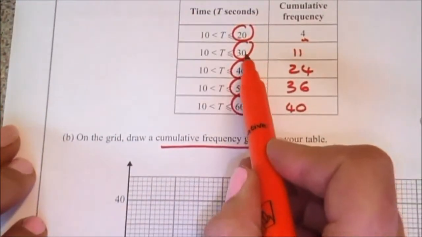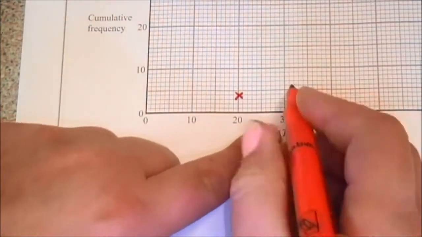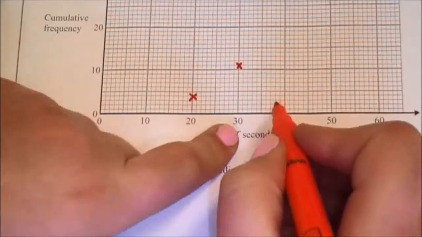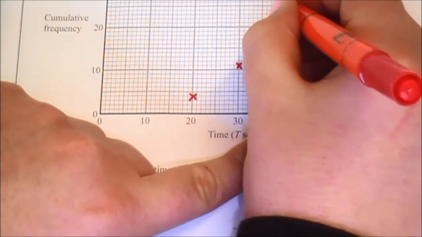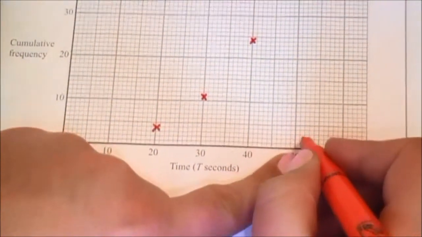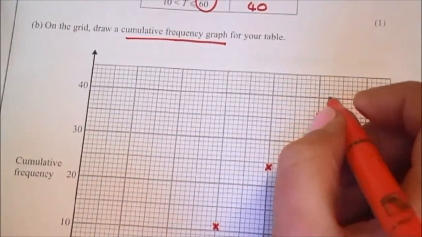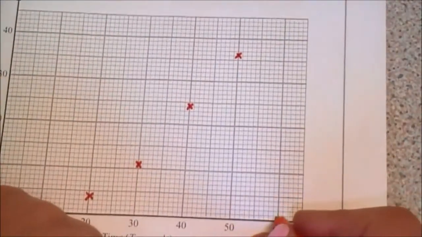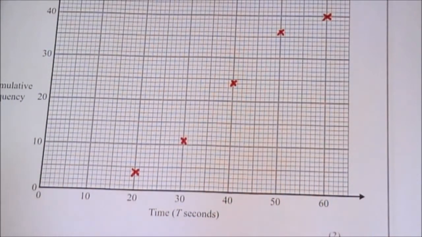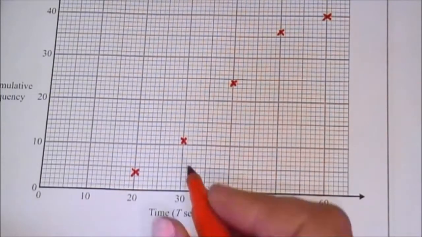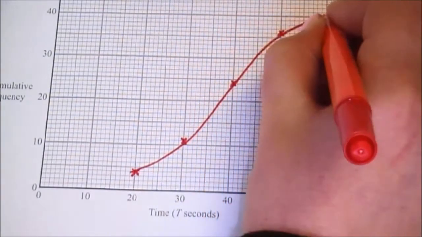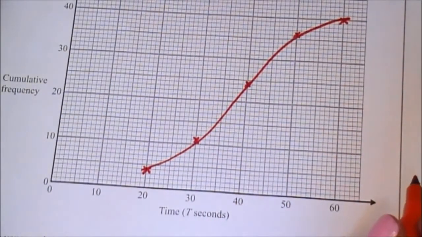My next goes up to 30 and there's 11. So 30, 11. Next, 40, 24. Then 50, 36. Then 60 up to 40. And cumulative frequency graph is a freehand curve. So I'm going to draw my curve in, connecting all the points.